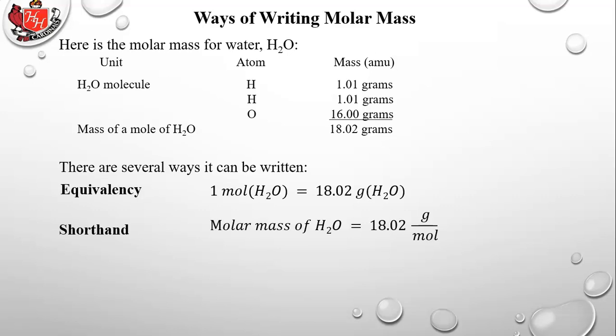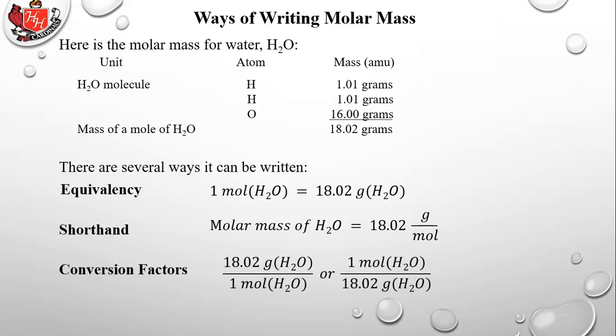Finally, the conversion factors are going to be critical to know how to get from the equivalency, but it's very simple. For a conversion factor, you simply take one side of the equivalency and put it over the other. So we take 18.02 grams of H2O and we put it over 1 mole of H2O. Now we just reverse it, we flip it. We put 1 mole of H2O over 18.02 grams of H2O. Those are both true statements.